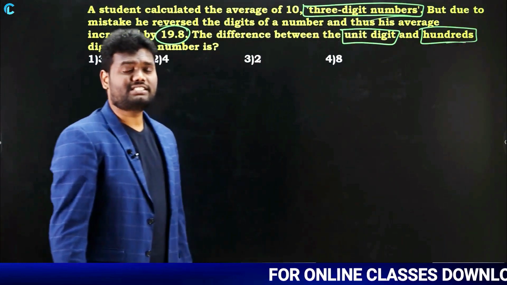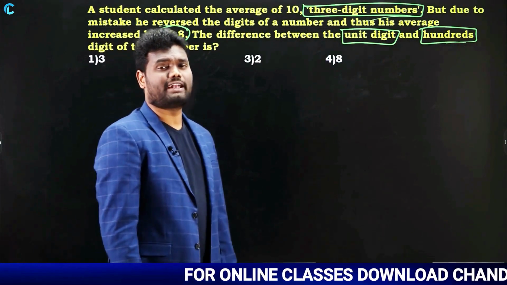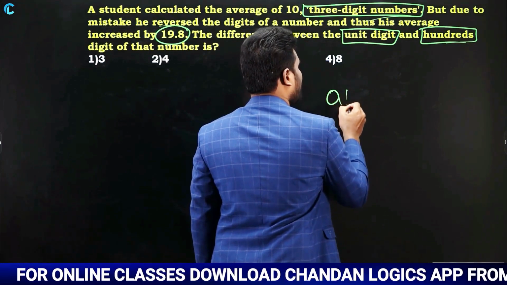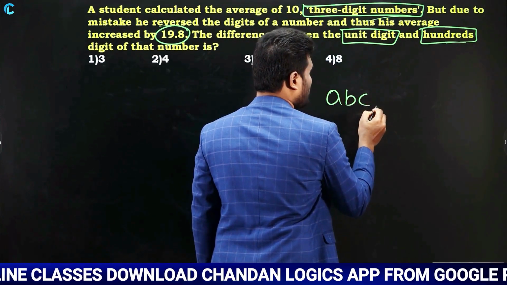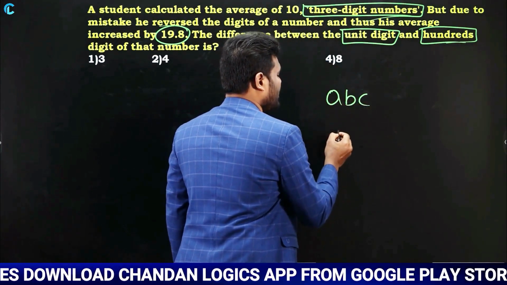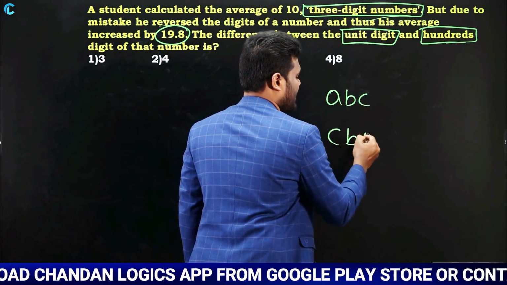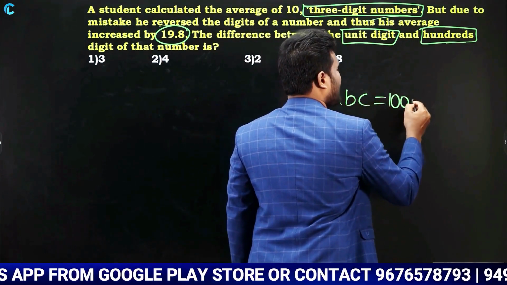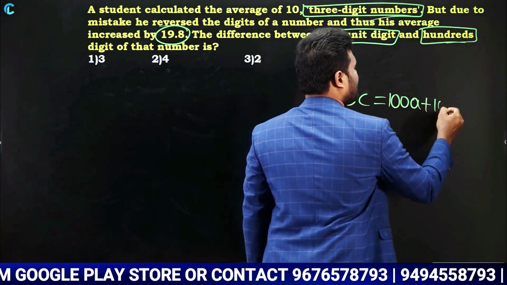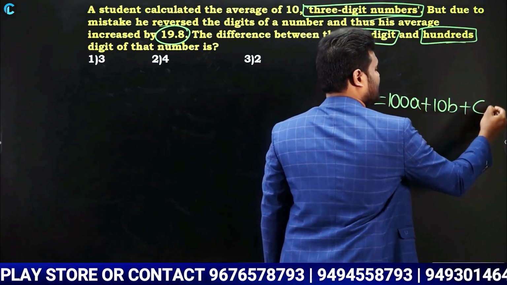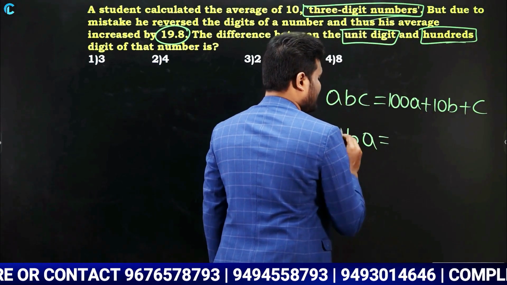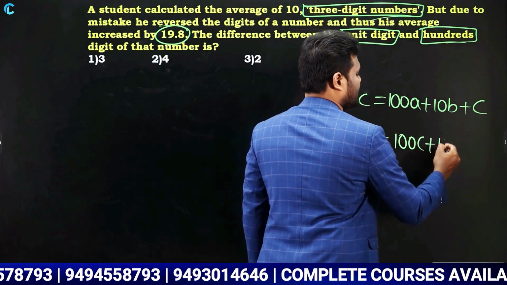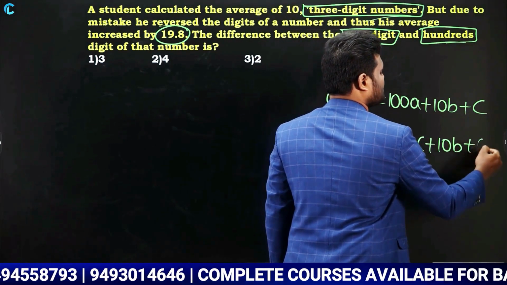Now look here. Initially it was a 2-digit number, which I took as AB. Now it is a 3-digit number, which is nothing but ABC. Yes or no? If it is interchanged, it is going to be CBA. Now ABC can be written as 100A plus 10B plus C. Similarly, CBA can be written as 100C plus 10B plus A.